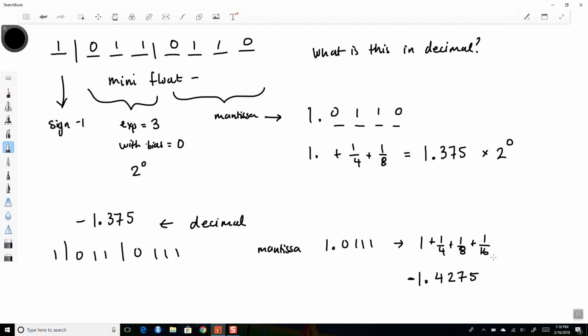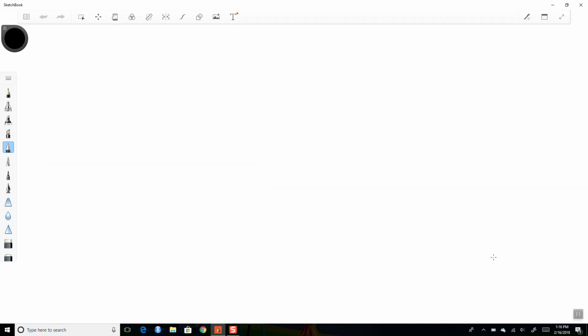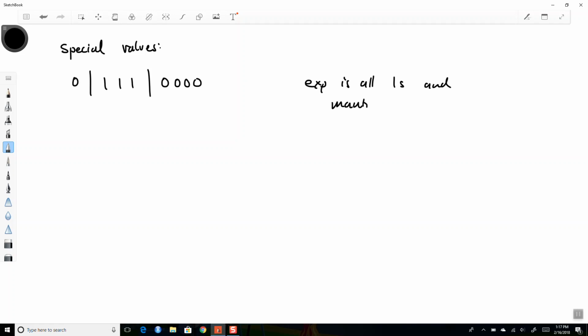But we'll take a look. All right, we have to talk about representing a few special cases, and then we'll talk about the denormalized case. Okay. Special values. All right. So if you have 0, and then if the exponent is all 1s, so the exponent is all 1s, and the mantissa is all 0s, this is positive infinity. Okay?